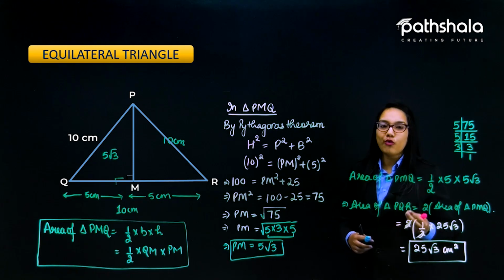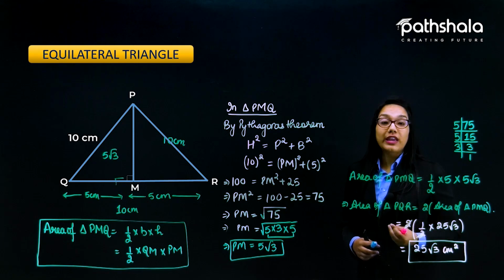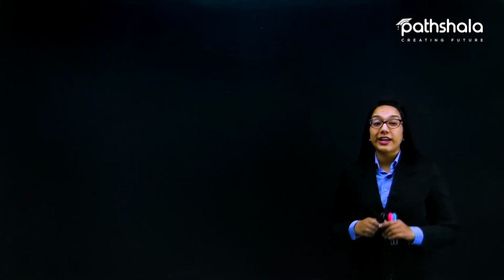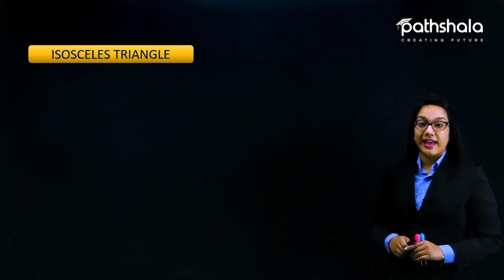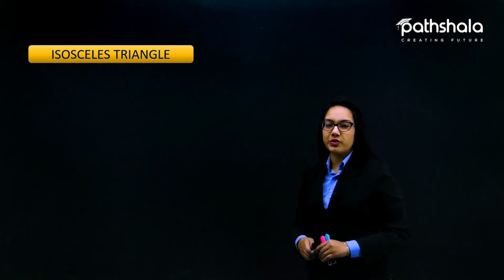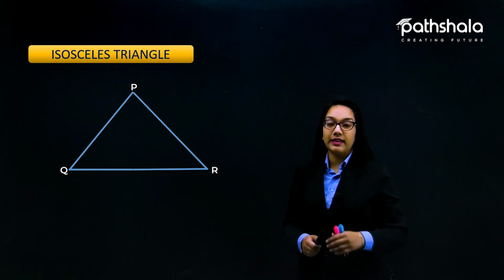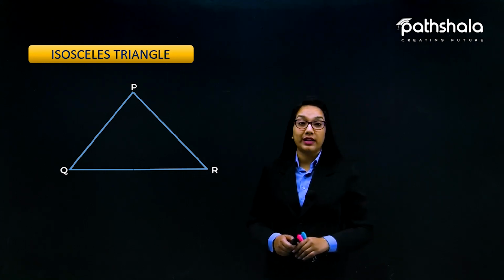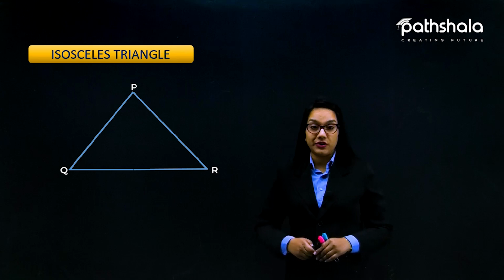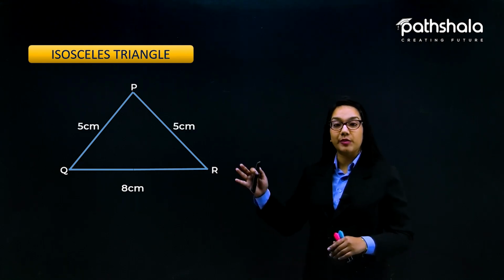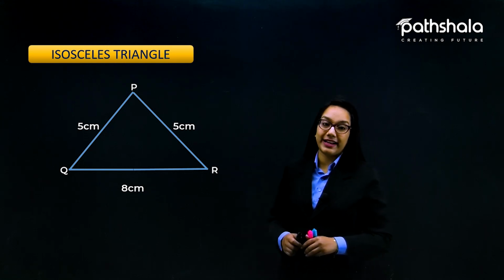So let's move on further and talk about how we can find the area of an isosceles triangle. Now let's find out the area of an isosceles triangle. Suppose we have an isosceles triangle of this particular form, in which we know that two sides are equal to each other. Suppose the measurements are given as 5 centimeter, 5 centimeter and 8 centimeter.